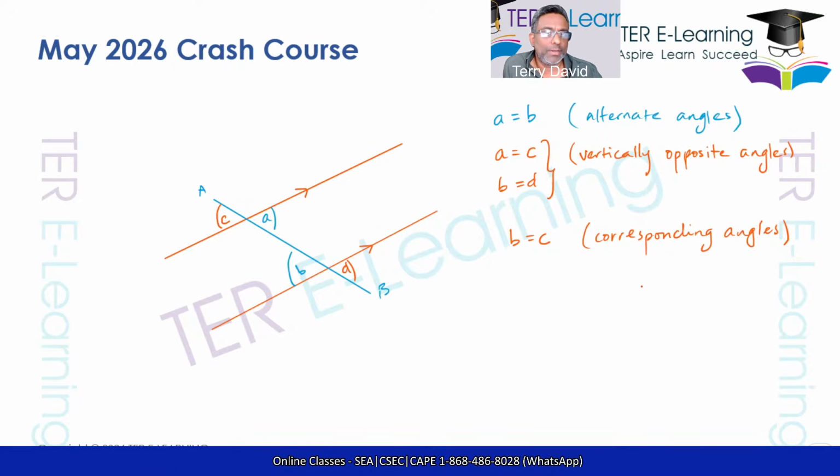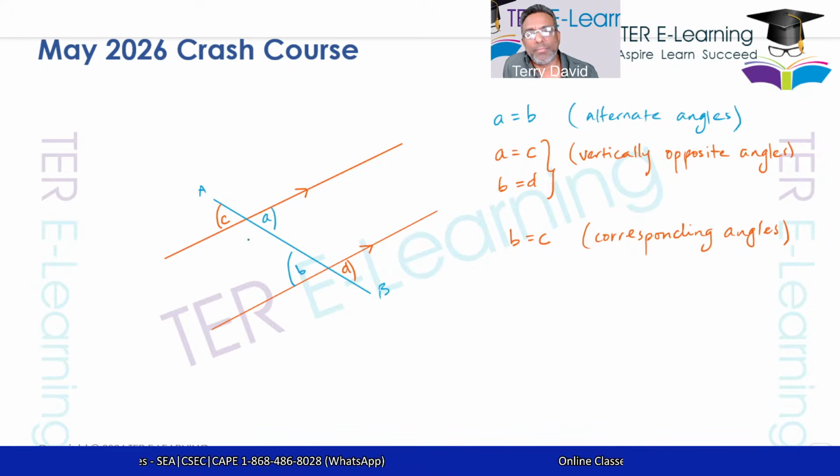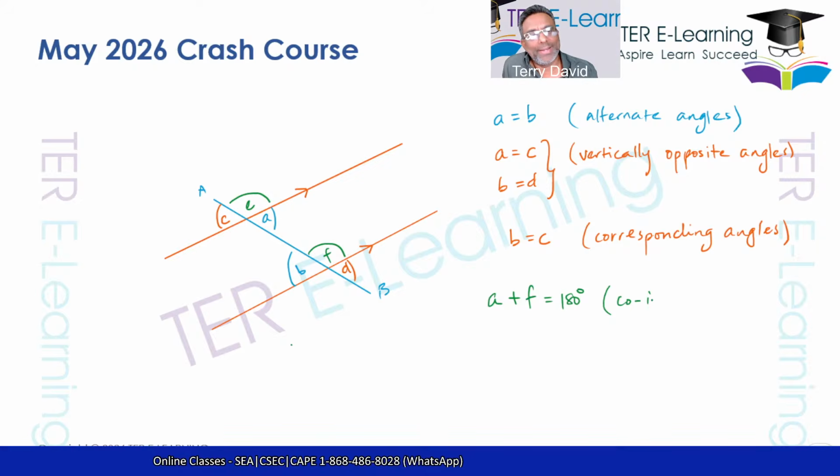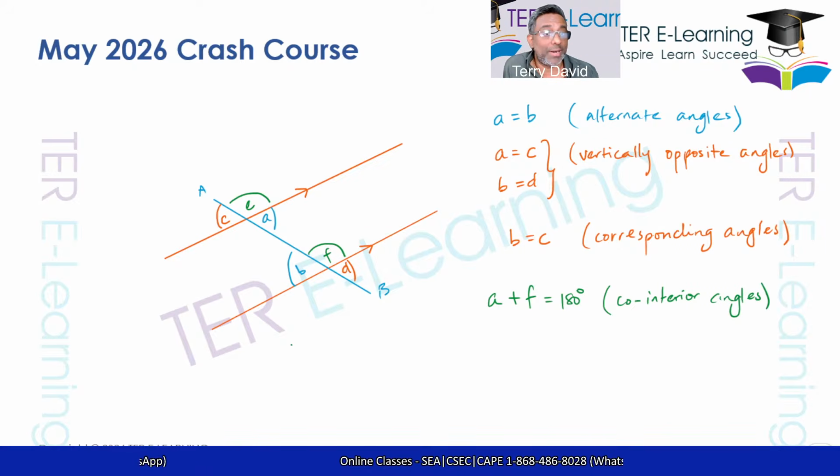Okay. We also have another rule that we need to be aware of. So let's put in some more letters. Let's say this is angle E, and this here is F. So angle A plus angle F adds up to give us 180 degrees. Okay, and this is what we refer to as co-interior angles. So these are just some rules that we have to be aware of when it comes to parallel lines, right?